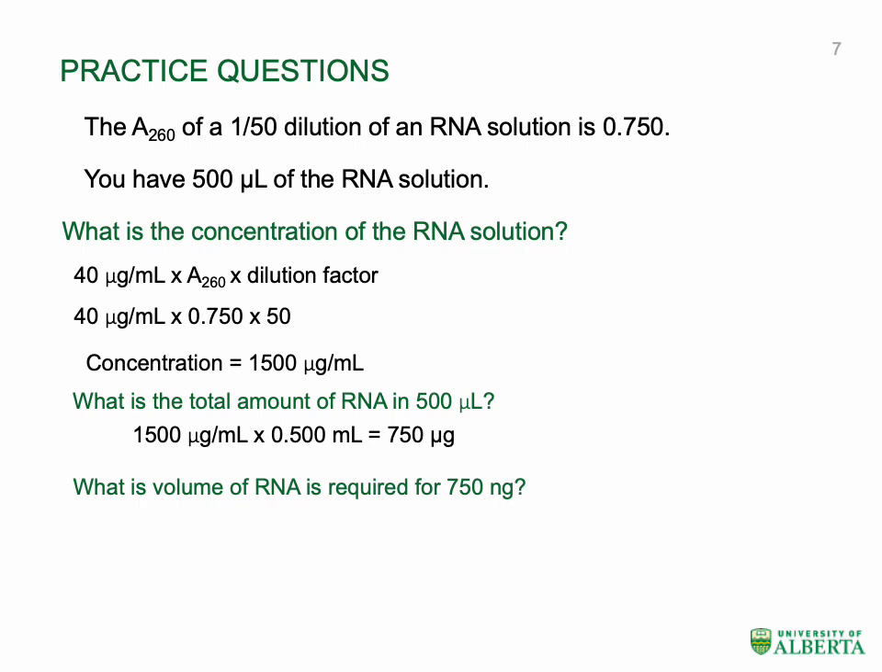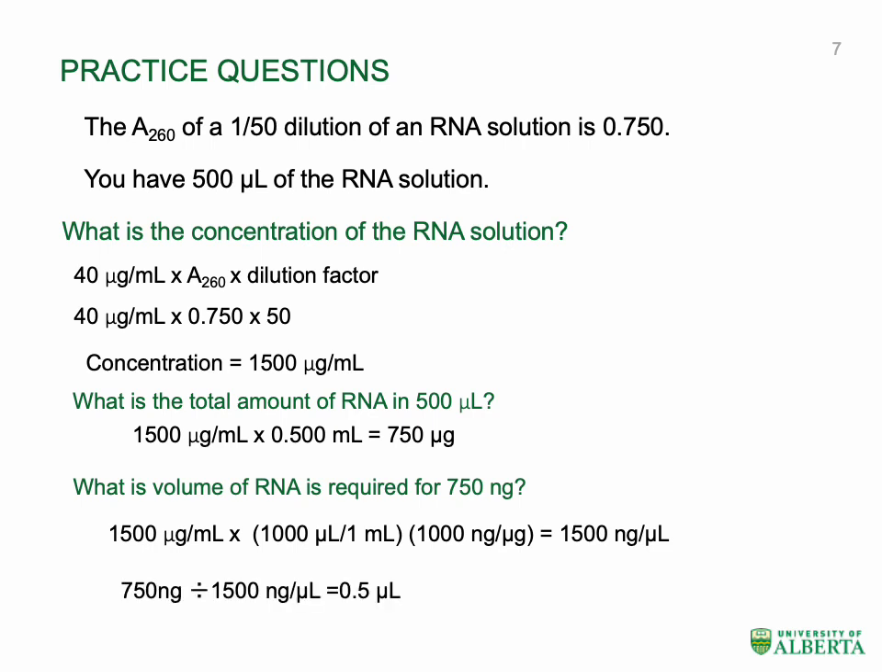The third question asks you what volume of RNA is required for 750 nanograms. To determine the volume, you will need to convert the concentration from micrograms per milliliter to nanograms per microliter. As you can see from the equation, 1500 micrograms per milliliter equals 1500 nanograms per microliter. To determine the volume, divide the required amount of RNA, 750 nanograms, by the concentration, 1500 nanograms per microliter. The required volume of RNA is 0.5 microliters.